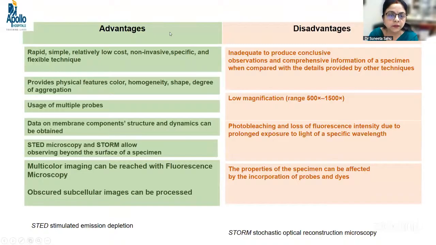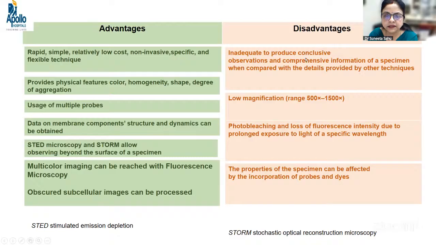Now, a little bit about the advantages and disadvantages of microscopy. As I told you, it is rapid. It is a low cost, non-invasive, specific and flexible technique. It provides physical features like color, homogeneity, shape, and degree of aggregation. Multiple probes can be used, data on membrane components, structure and dynamics can be obtained, multicolor imaging can be achieved with fluorescent microscopy, and obscure cellular and subcellular images can be processed.